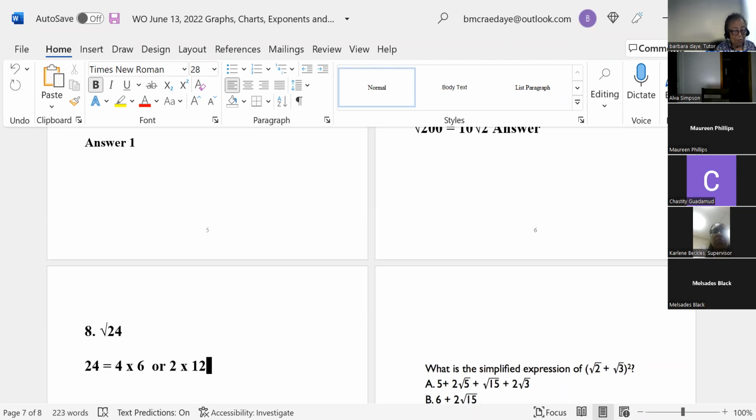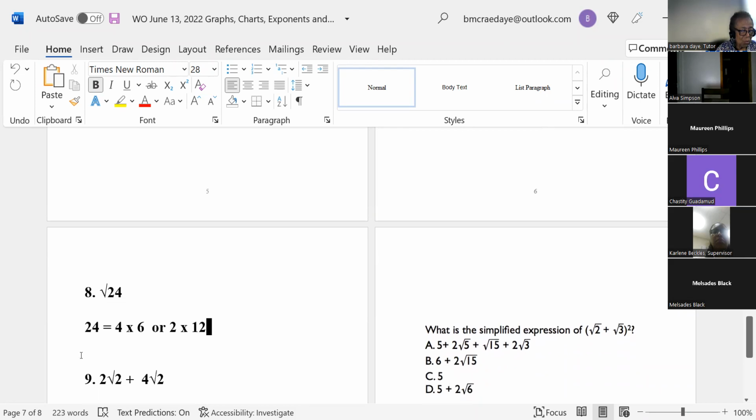But neither one has a perfect square root, right? Maureen said 4 and 6. And what's the square root of 4, Alva? The number that multiplies to give you 4. What is that number? Oh, 2 multiplied by 2. That's it. Very good.